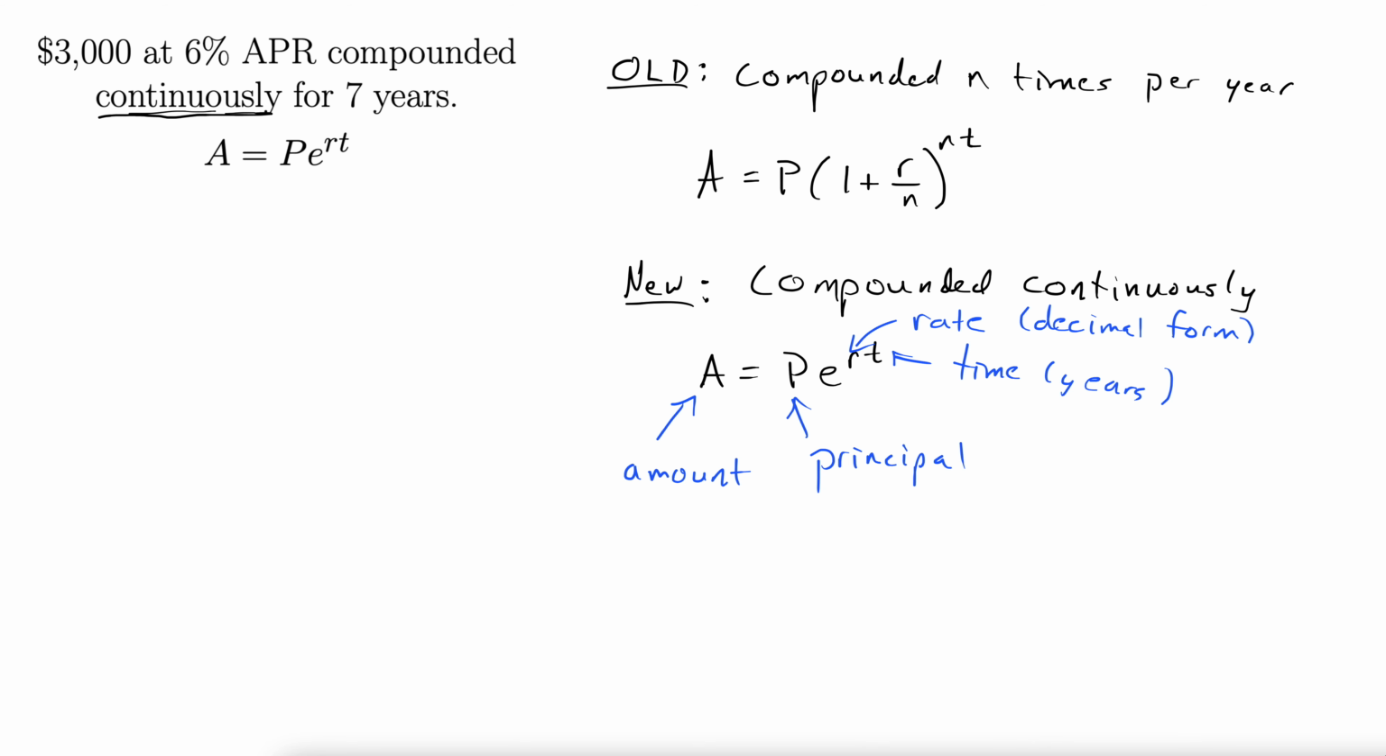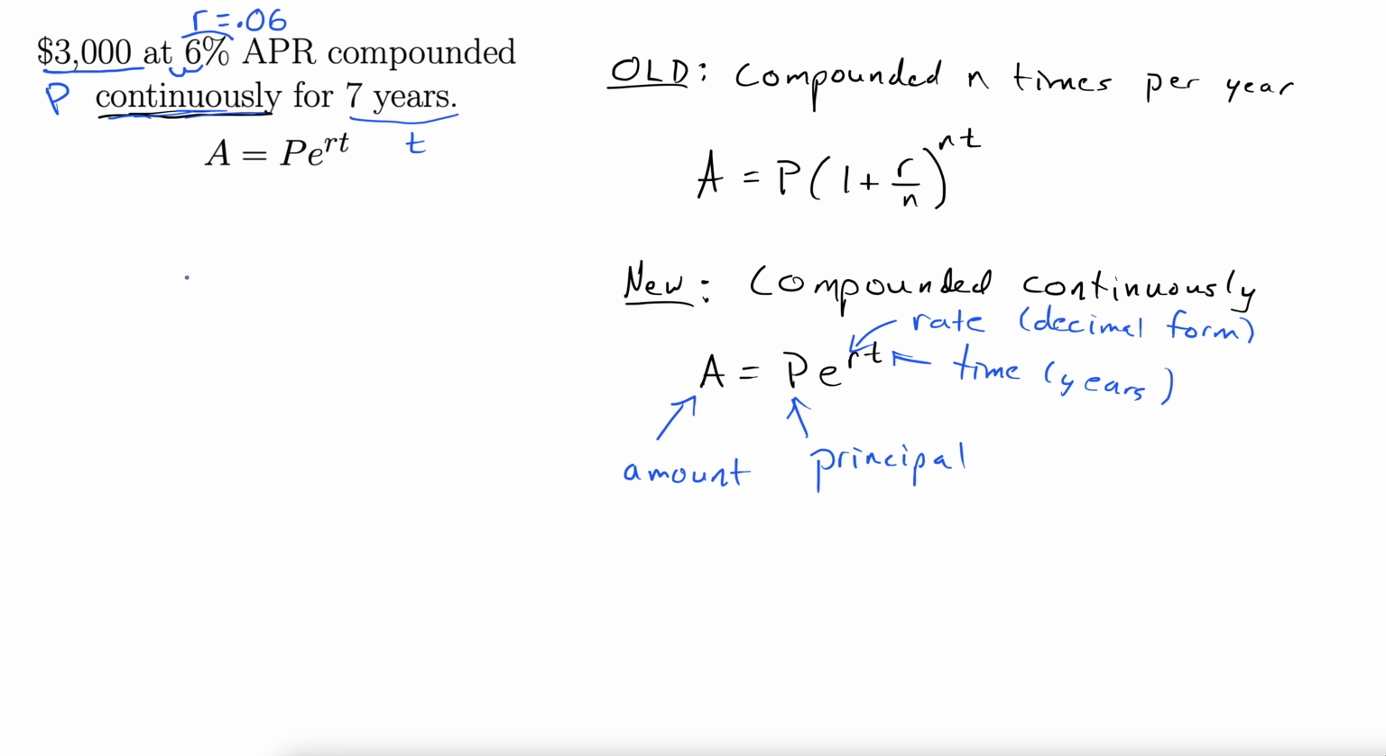Okay, let's take a look at this example then. We have $3,000 at 6% interest compounded continuously. Okay, so here we go, for 7 years. So $3,000 is the principal. 6% is the rate. Okay, but it's not 6. We move that decimal 2 places to the left, so it's 0.06. Always remember when you have a percent to move it 2 places to the left to make it in decimal form there. Okay, and then here's our time.